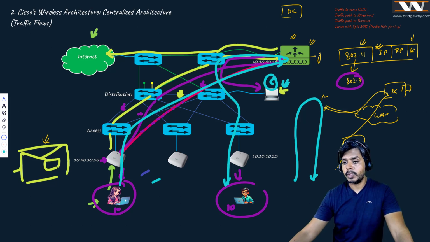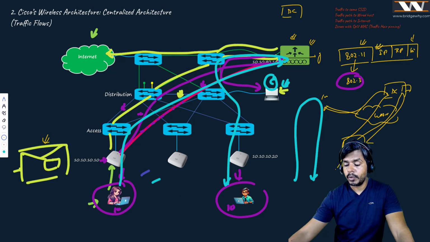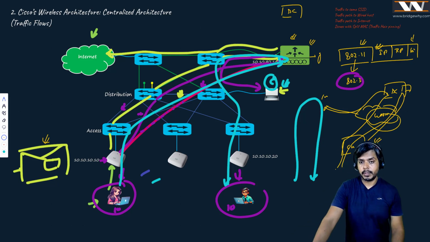This is fine. This is not a problem. But if somebody wants to communicate to a server which is right there in your campus, then it's a problem. Your traffic will be going towards the DC, then coming back. You are using the WAN to communicate inside your campus network. This is the problem. And that is where we have other architectures also, right?